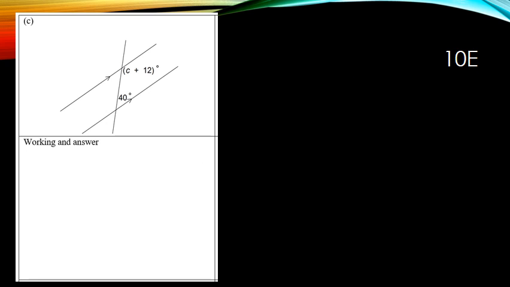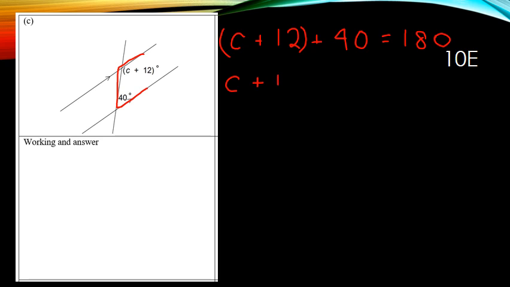Okay, so here we have a set of parallel lines, and we can see a C shape here. So we have co-interior angles that must add up to 180 degrees. So let's go ahead and put that into an equation. So we know that C plus 12 plus 40 equals 180 degrees. So now I can just simplify this.